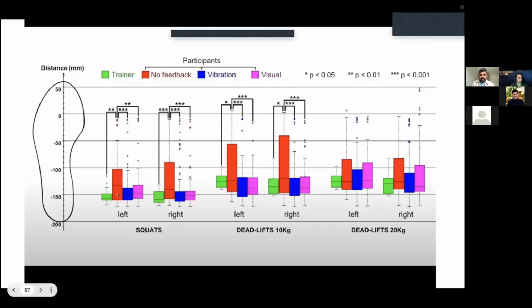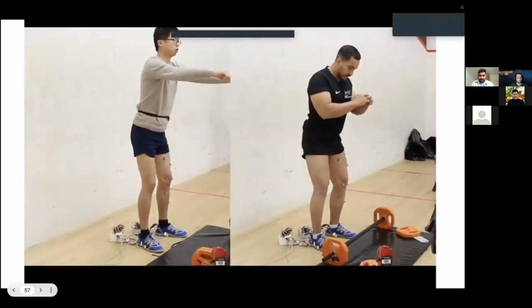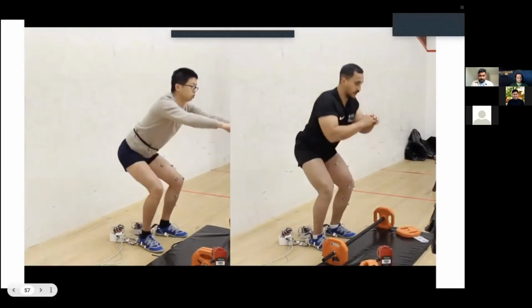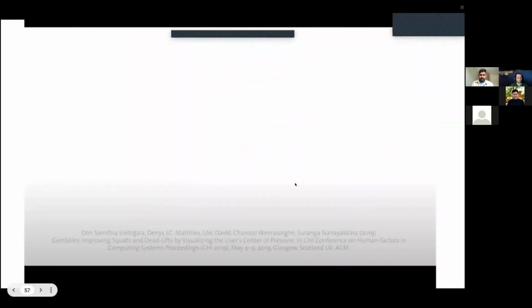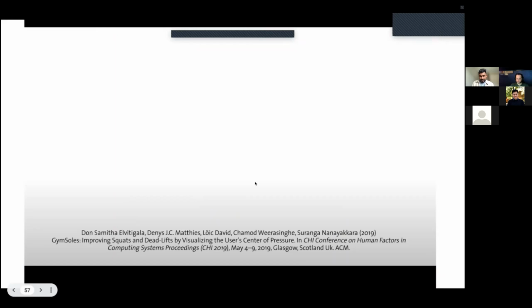And when they do not have any feedback about the center of pressure, they are significantly different to the trainer's pressure profile. However, whenever they have the feedback of center of pressure, either as vibrotactile or as visual, they have improved their center of pressure profile significantly, and it's similar to the trainer's pressure profiles. Center of pressure contributes to a significantly corrected body posture. Novice users were able to execute these exercises similar to that of an expert trainer. We published this work in CHI 2019.